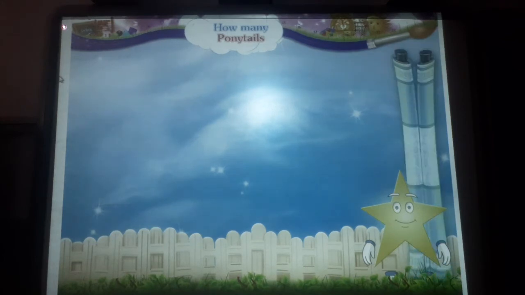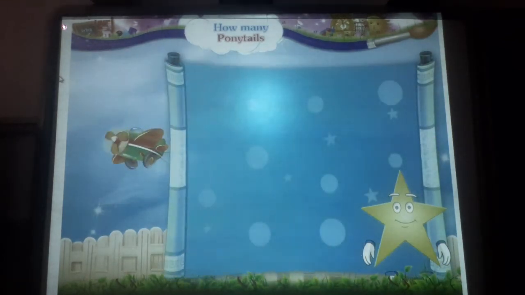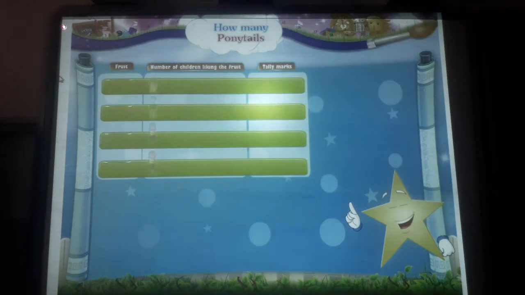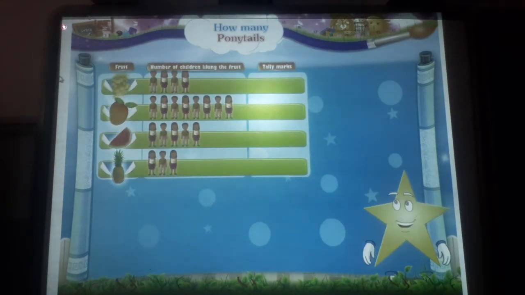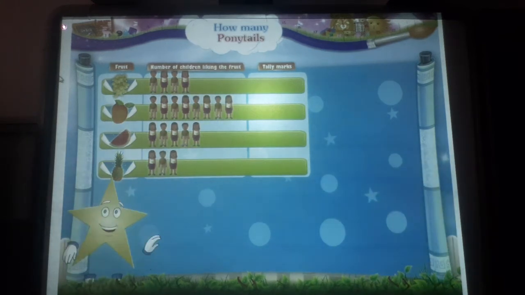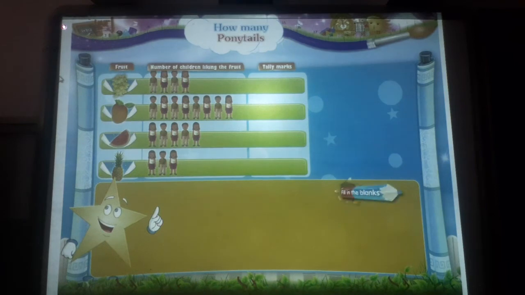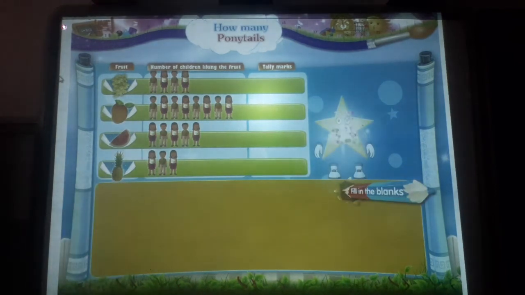Let us carry out an interesting activity. This chart gives data about the fruits liked by some children. Let us make the tally marks for the given data and then fill in the blanks. Draw a line for each child.